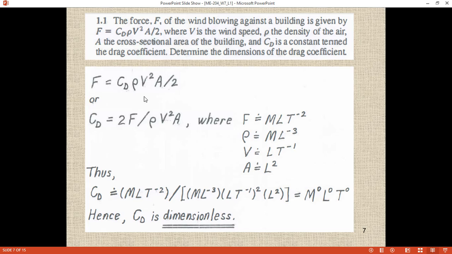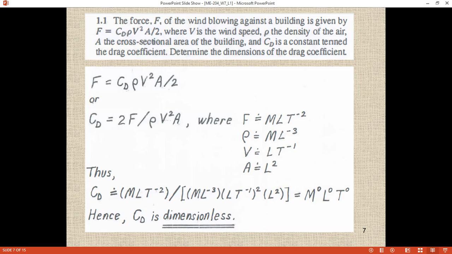We have to determine the dimensions of CD. We know the dimension of A, we know the dimension of density, we know the dimension of V square, and since the force F is given, it is better to consider the FLT system. If M is given, then we will take the MLT system.